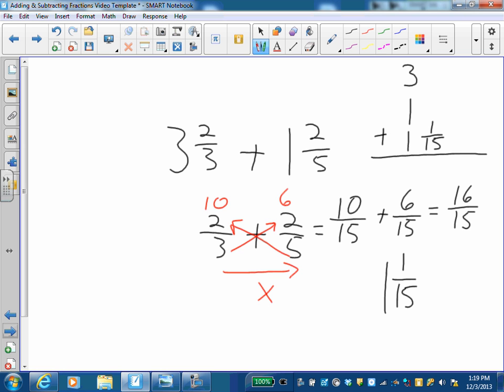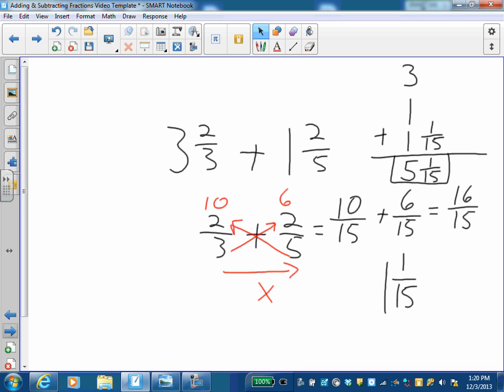In order to get the right answer, I now have to go back and add in my whole numbers. 3 plus 1 plus 1 is 5, and then I just bring down the 1/15. So these are two different ways that I can solve the problem. I'm working with the fractions the exact same way. The algorithm is exactly the same.